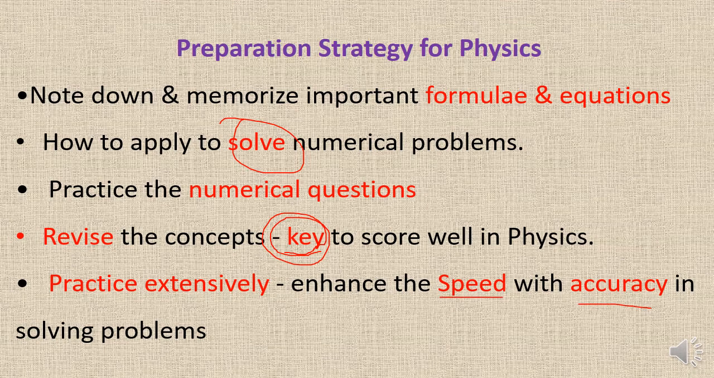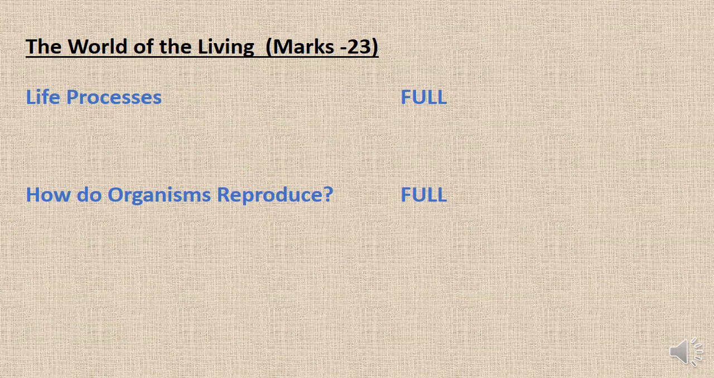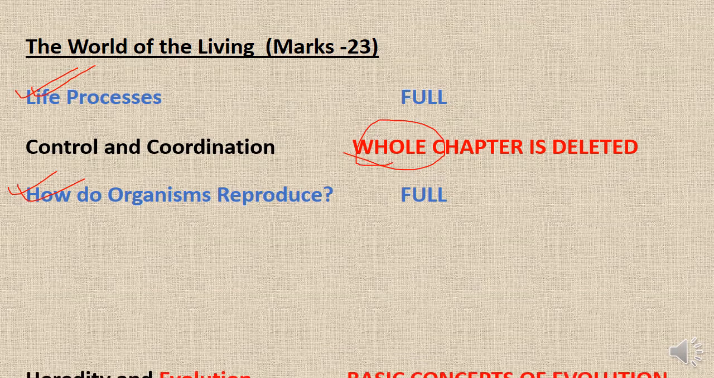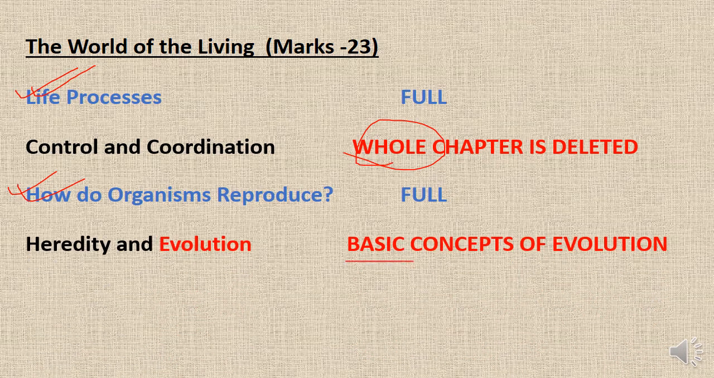Next comes the world of living. Here you need to study two full chapters, that is life processes and how do organisms reproduce. The complete chapter which is deleted is control and coordination. In the chapter heredity and evolution, basic concepts of evolution is deleted. Here you need to study heredity, Mendel's law, Mendel's cross experiment, etc.